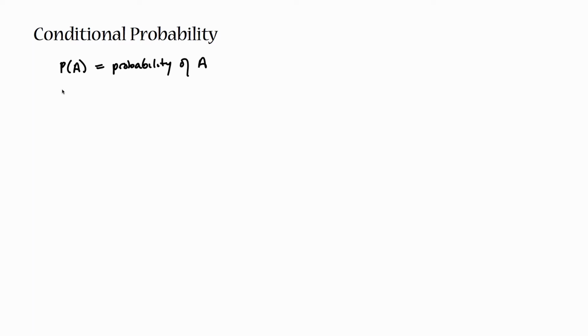The conditional probability of A would be something like P(A given B). This vertical line means given. So if we know that event B has already happened, if knowing B changes the probability of A, then this is the conditional probability of A. So this is the probability of A conditional on B.